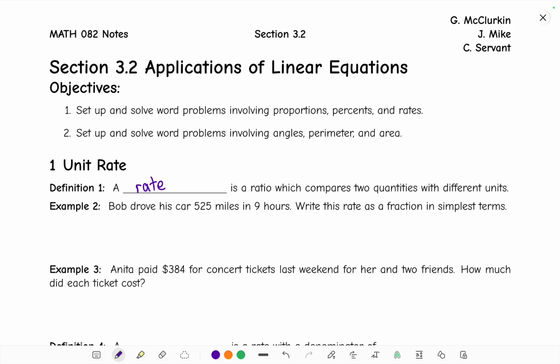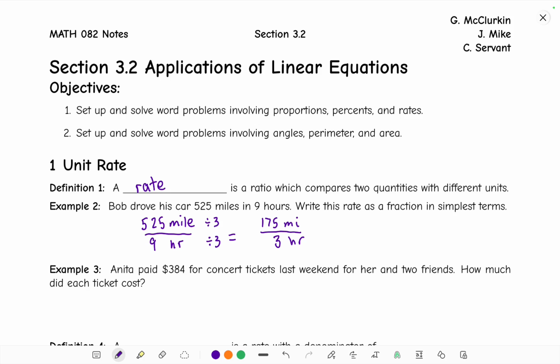So a rate can always be written two ways, but since we're talking about miles and hours, it's tradition to write miles on top and hours on the bottom, so that we get miles per hour. Well, now we need to reduce this. I believe we can divide by 3 on the top and bottom. So then we get 175 miles per 3 hours. And there's the fraction in simplest terms.